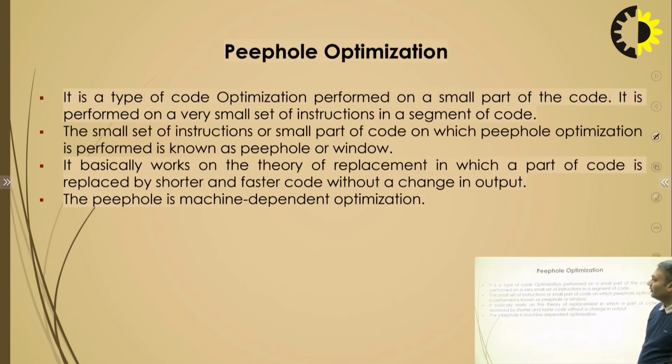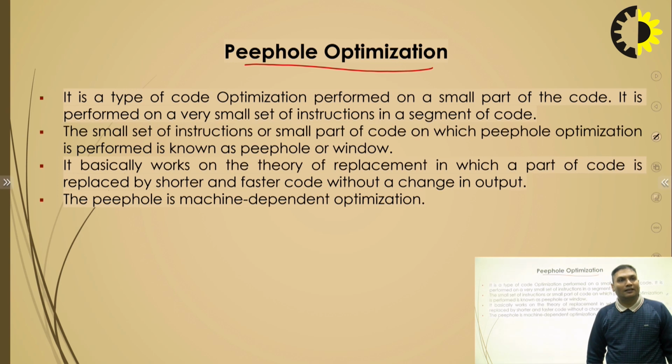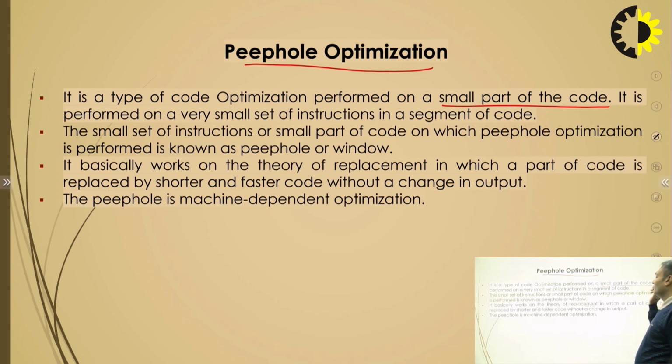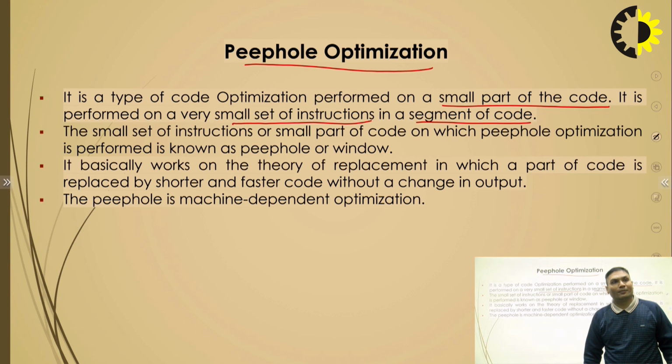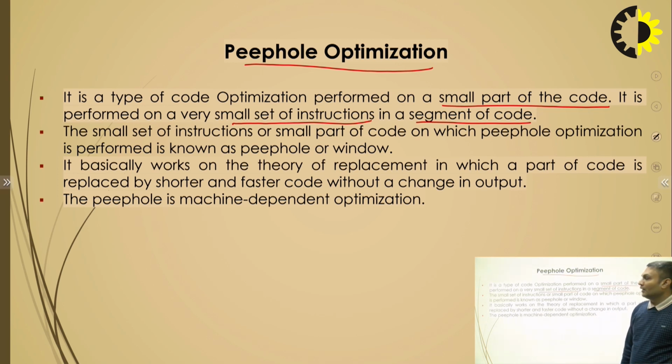So what are the techniques? Peephole optimization is one technique that comes in the category of machine dependent optimization. It is a type of optimization that is performed on a small part of the code, on a very small set of instructions and a segment of code. So when we are performing an optimization on some small piece of code or small set of instructions, and that depends on the machine, then that type of optimization is called peephole optimization.